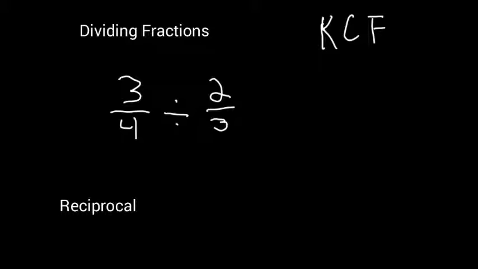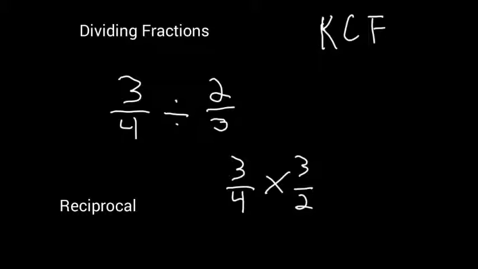So we're going to keep that first fraction, whatever it is, just keep it the way you see it. So we're keeping 3/4 as 3/4. We're changing division to its reciprocal, so the opposite of division is multiplication, and then we're flipping that 2/3, which is our reciprocal.